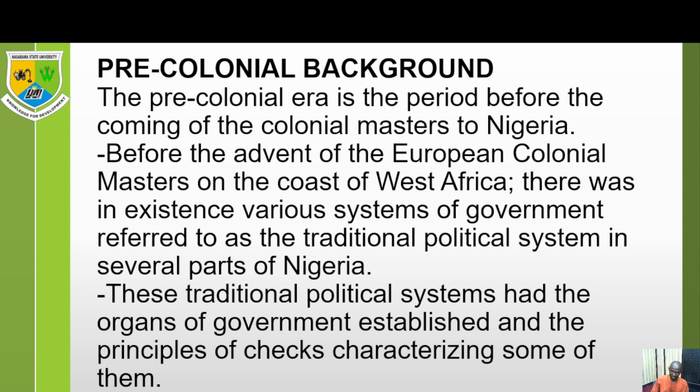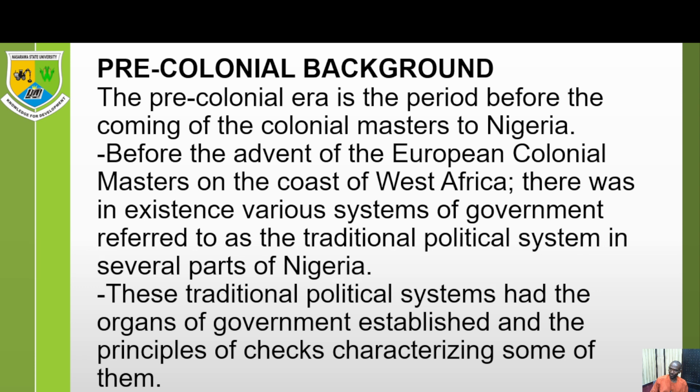But what is this? Some of you, when you see pre-colonialism, you begin to wonder which concept this is. You have to understand it from the pre. That PRE will help you understand it in a better form. Pre means before. Some of you may be hearing this pre for maybe your first time, but the meaning is before. The pre-colonial era is the period before the coming of colonialism or colonial masters to Nigeria.